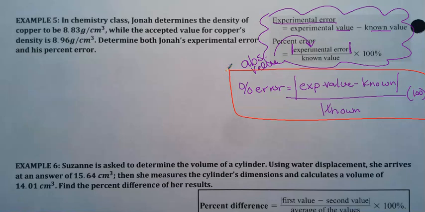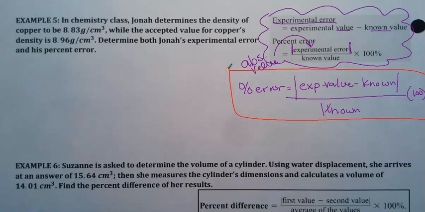So we're going to use this formula, okay, on this problem. So in chemistry class, Jonah determines the density of copper to be 8.83 grams per cubic centimeter, while the accepted value for copper's density is 8.96 grams per cubic centimeter. Determine both Jonah's experimental error and his percent error.